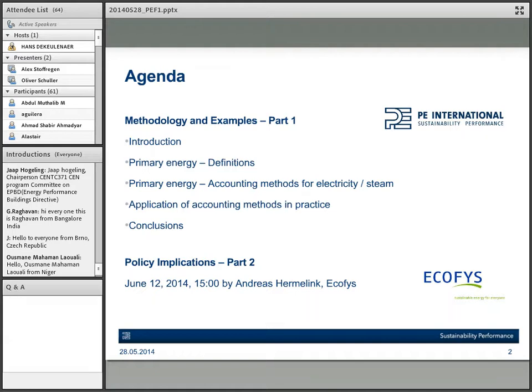So we will tackle first the introduction, then we will give you some insights in the different types of definition of primary energy, as well as the different accounting methods which are applied and out there for electricity and steam. And we will then show some applications of the different accounting methods in practice. And for sure, we will summarize the presentation with some conclusions. And as Hans already said, this part is the first part of a series of two. So in 2 weeks, we have then the policy implications of the different accounting methods.